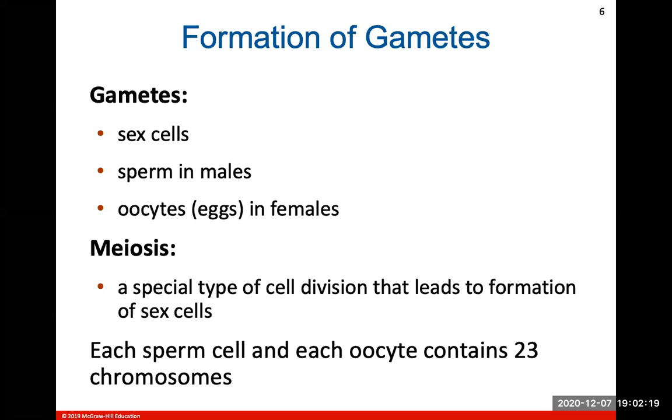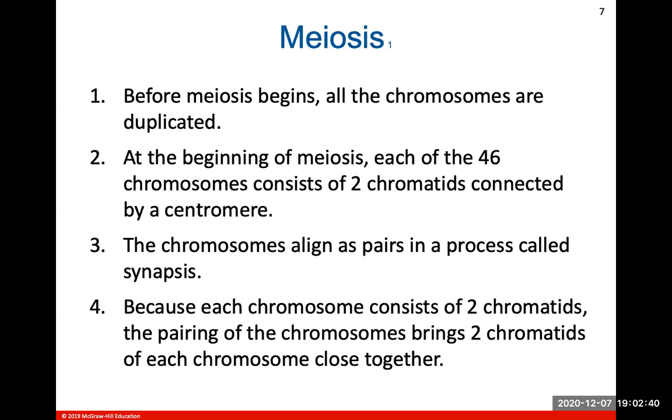They will divide by meiosis, which is a special type of cell division that leads to their formation. Each sperm cell and each oocyte will contain 23 chromosomes, which is half the normal amount of chromosomes, so that when they combine, a complete fused cell will have a complete 46 chromosome set. So we'll talk about meiosis then.